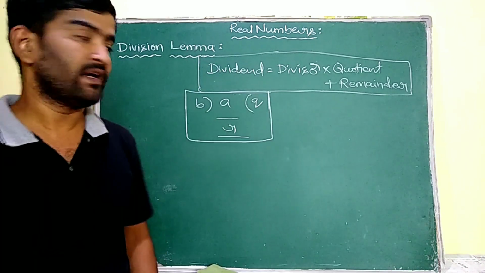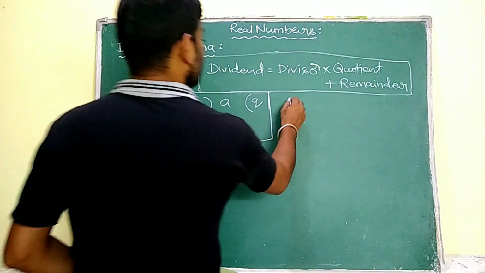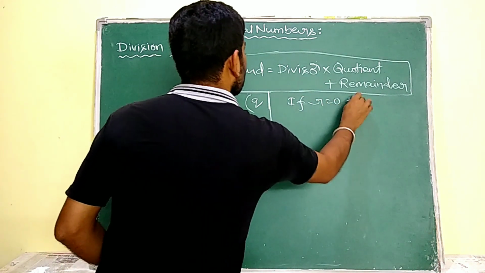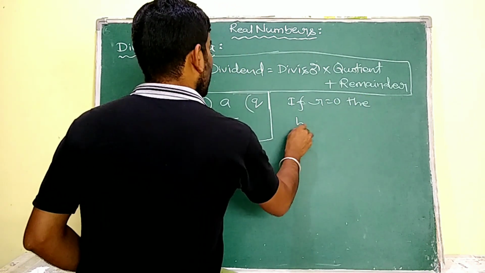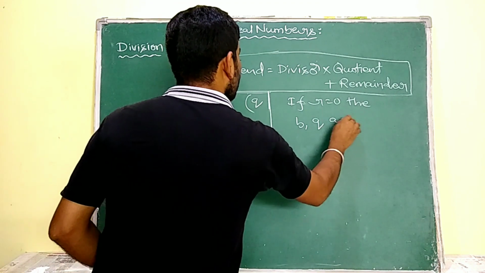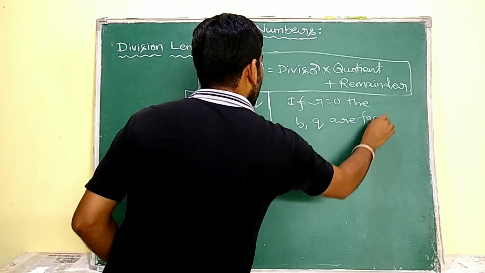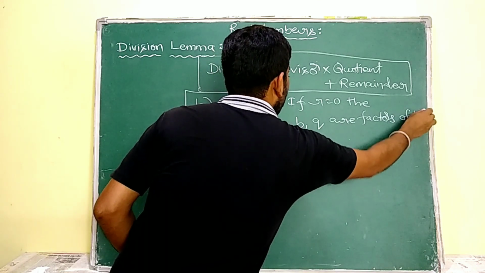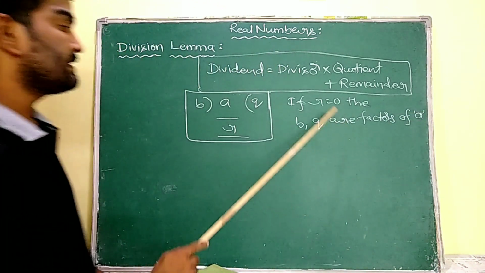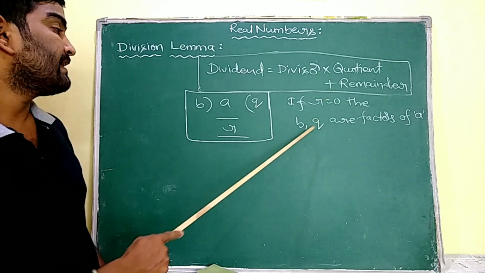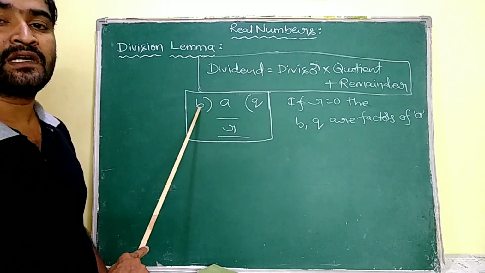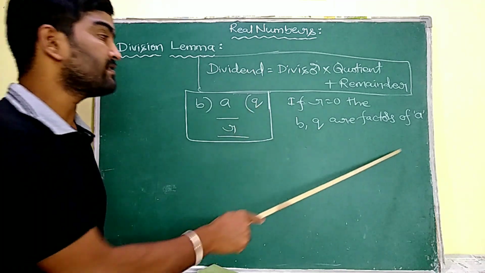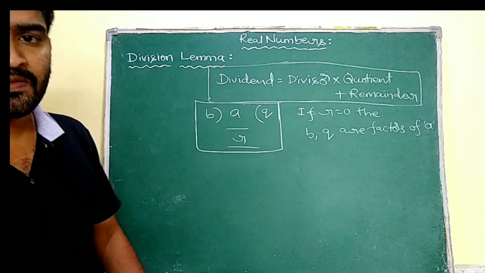Understand? See, if remainder is 0, then b comma q are factors of a. If this remainder becomes 0, then b, that means divisor, and q, quotient, are the factors of a.